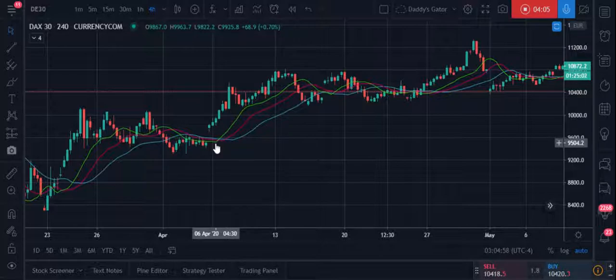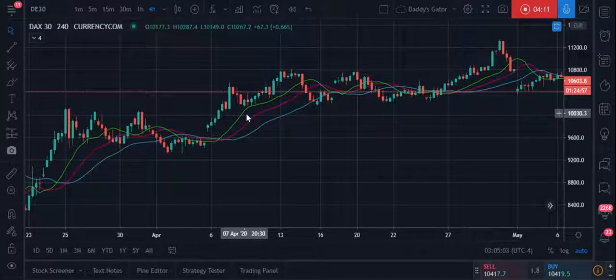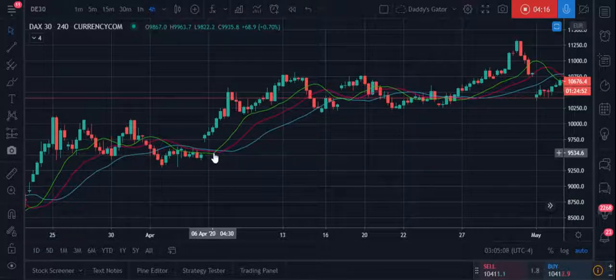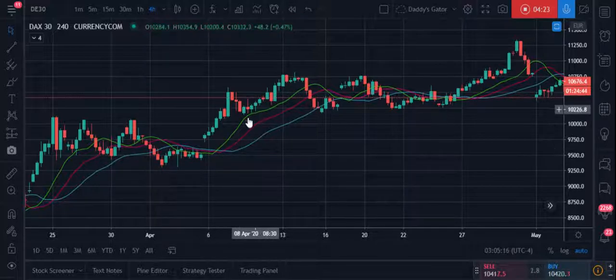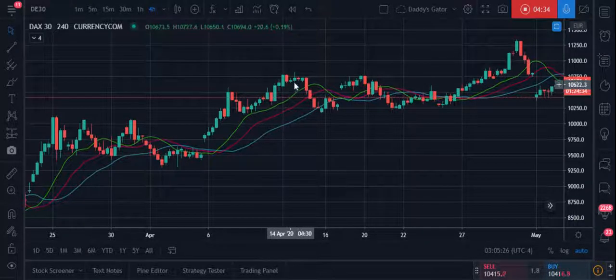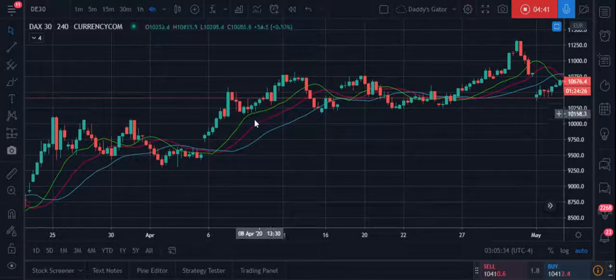So you can see here, let's try to zoom in. You can see here, our lips, the green line, crossed above our jaw and our teeth. You see how it's above? That means for us to buy, okay? It crossed here at about 9,700, and the trend remained strong for about another $1,000, okay?